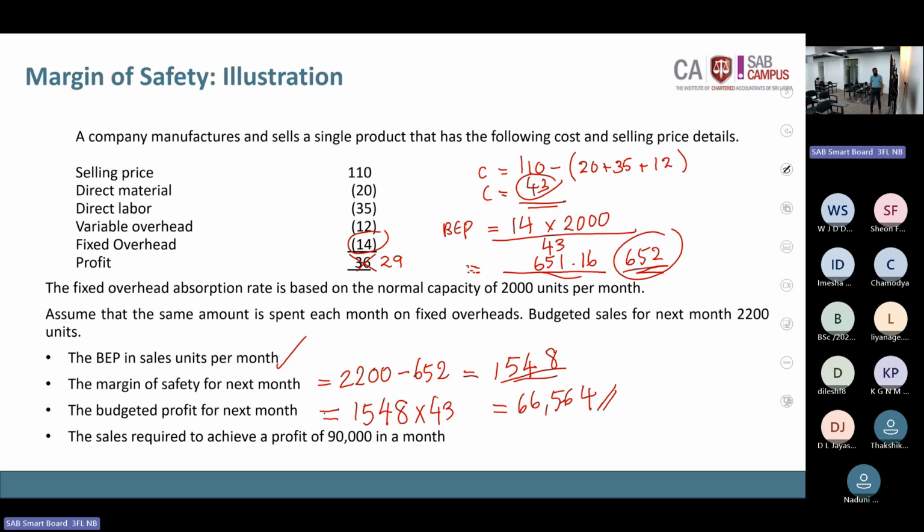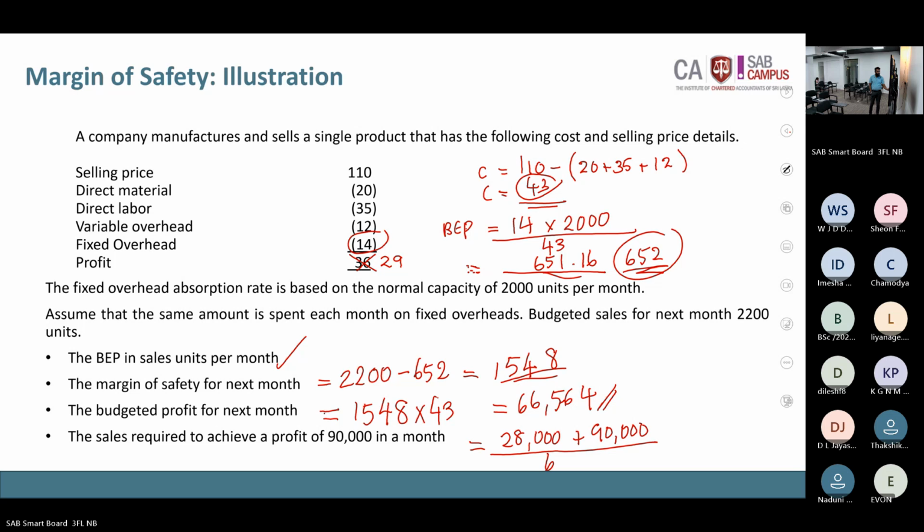Then the sales required to achieve a profit of 9,000 in a month. So we have fixed cost 28,000 plus 9,000 profit, divided by contribution.